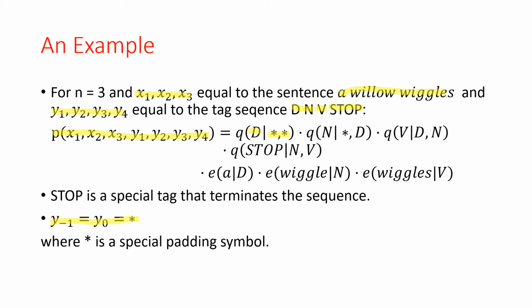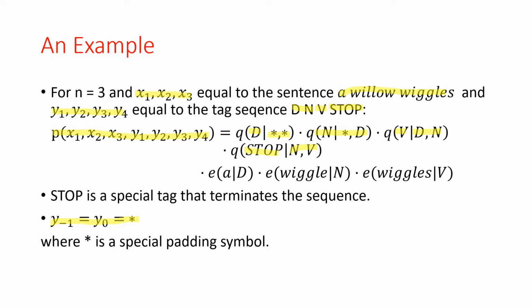Then we have the q term, the probability of the noun given star and determiner. Then times this q term, the probability of a verb given determiner and noun. And the last element in the sequence is the stop symbol, so the probability of the stop symbol given previously noun and a verb.